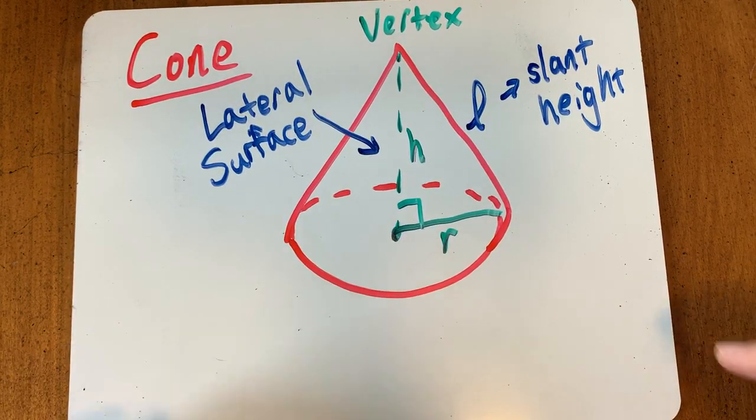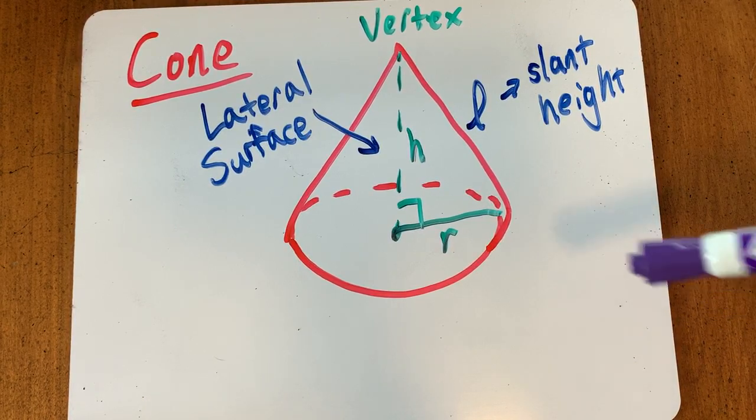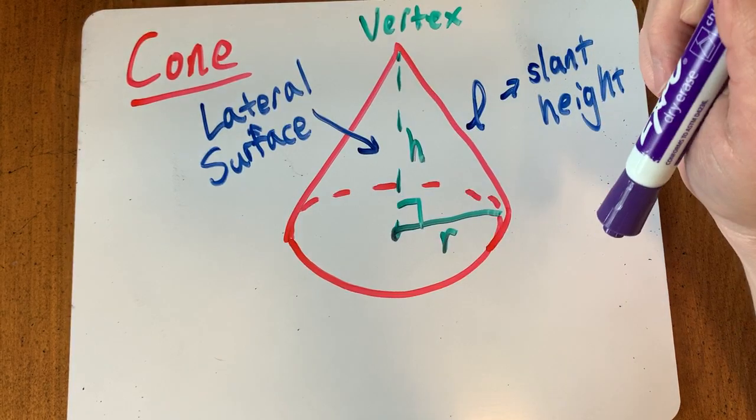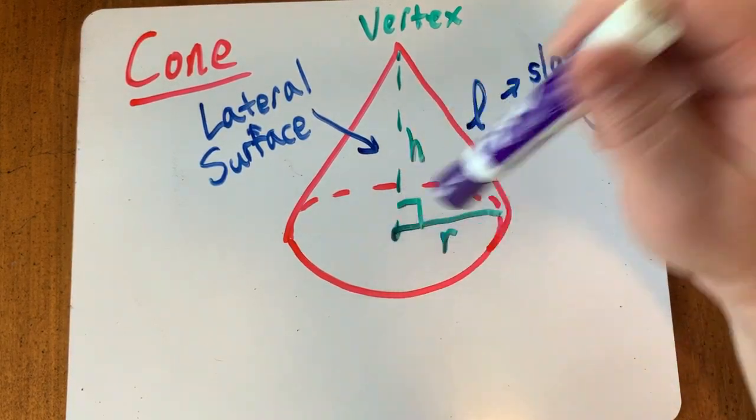Most of our cones are going to be right cones like this one. A cone is a right cone if that height from the vertex to the circular base contains the center of the circle. If it doesn't contain the center of the circle, it's an oblique cone. We're not going to do much with oblique cones, but they do exist.